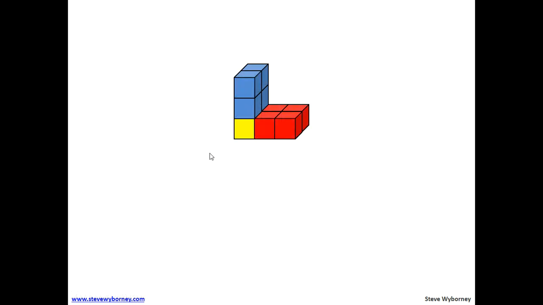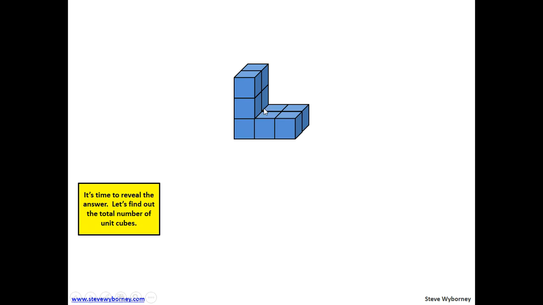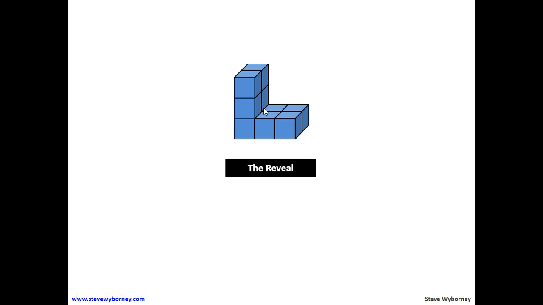Or maybe you saw it like this. You saw 4 cubes here, 4 cubes here, and then 2 underneath over here. 4 plus 4 gives you the 8, plus 2 more gives you 10. Then we'll go ahead and take a look at the reveal. It is in fact 10 unit cubes that make up this structure.